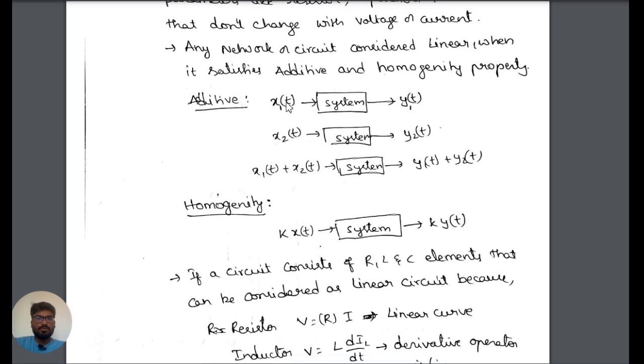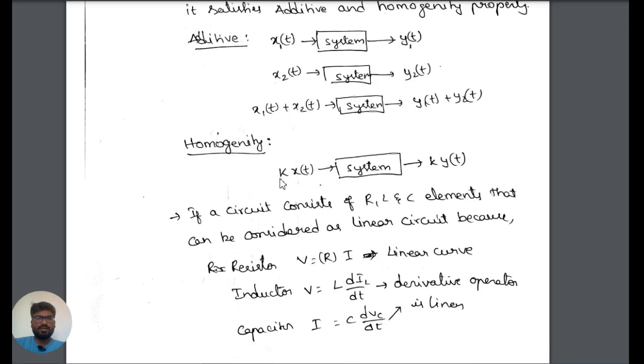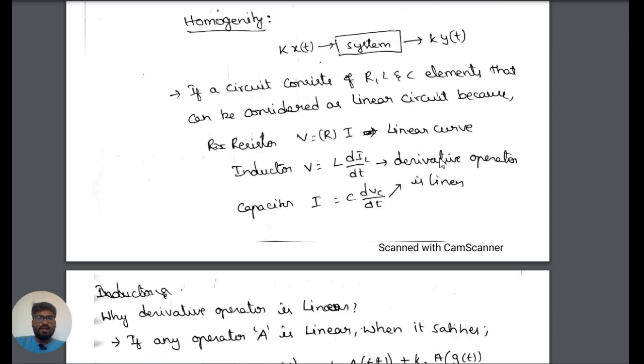Additive property means if an input is applied, there exists one output Y1, and if another input is applied, there will be a Y2 output. If you add both inputs and send them to our system containing the resistor, RLC circuit, then the output should also be the sum, exhibiting the additive response. Homogeneity means if a scalar is applied to the input and sent to the system, then the output should be a scalar multiple of that output.